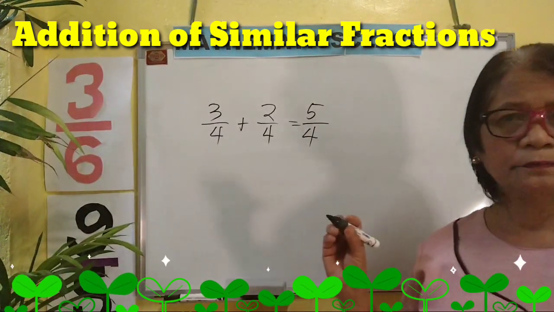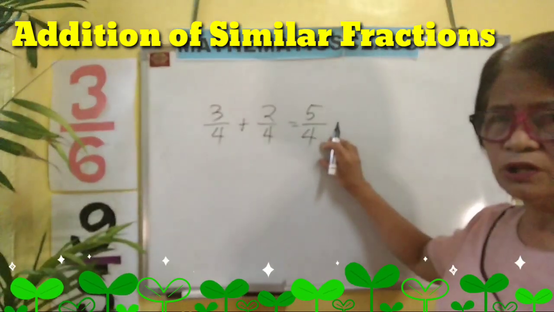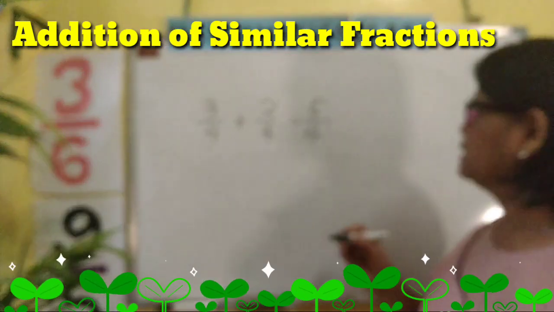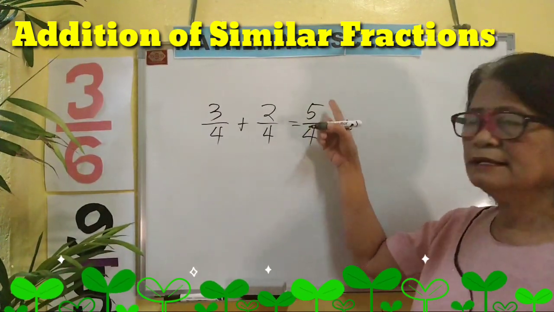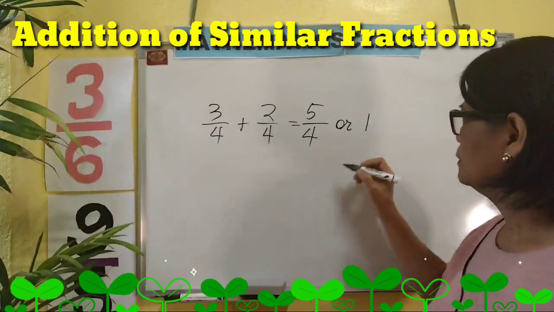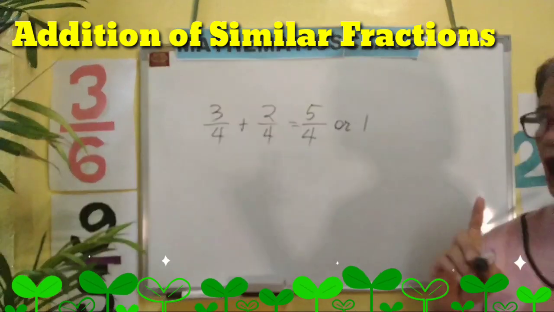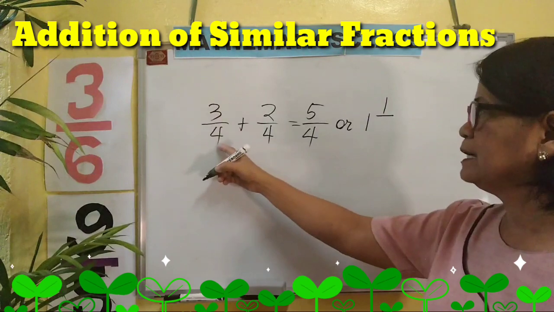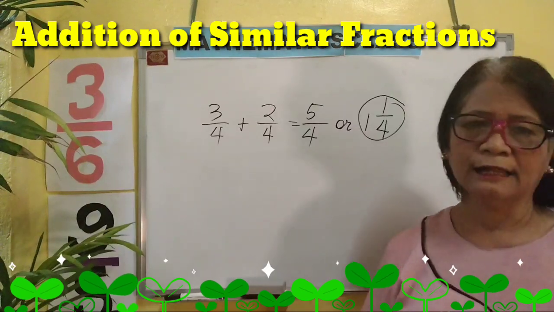5/4 is an improper fraction. Pag sinabing improper fraction, mas mataas ang numerator kaysa denominator. So, kailangan natin siyang isimplify into mixed number or mixed fraction. Paano natin siya isi-simplify? I-divide natin ng 5 by 4. 5 divided by 4 equals 1, magkakaroon tayo ng remainder na isa. So, 5 minus 4, that is 1. Yun ang remainder natin. And then, copy the common denominator na 4. So, this is your possible answer.